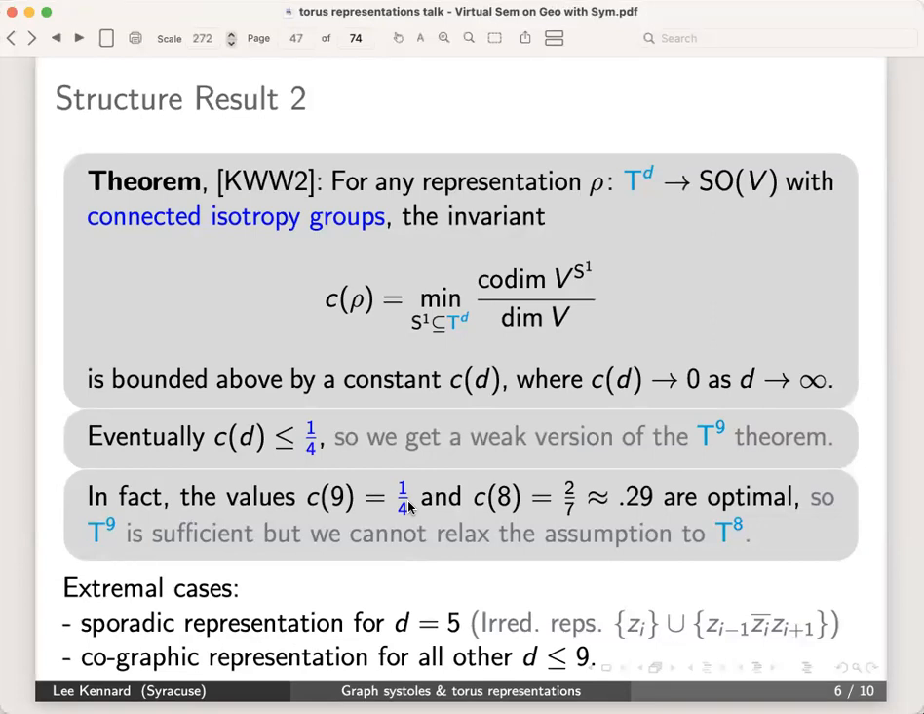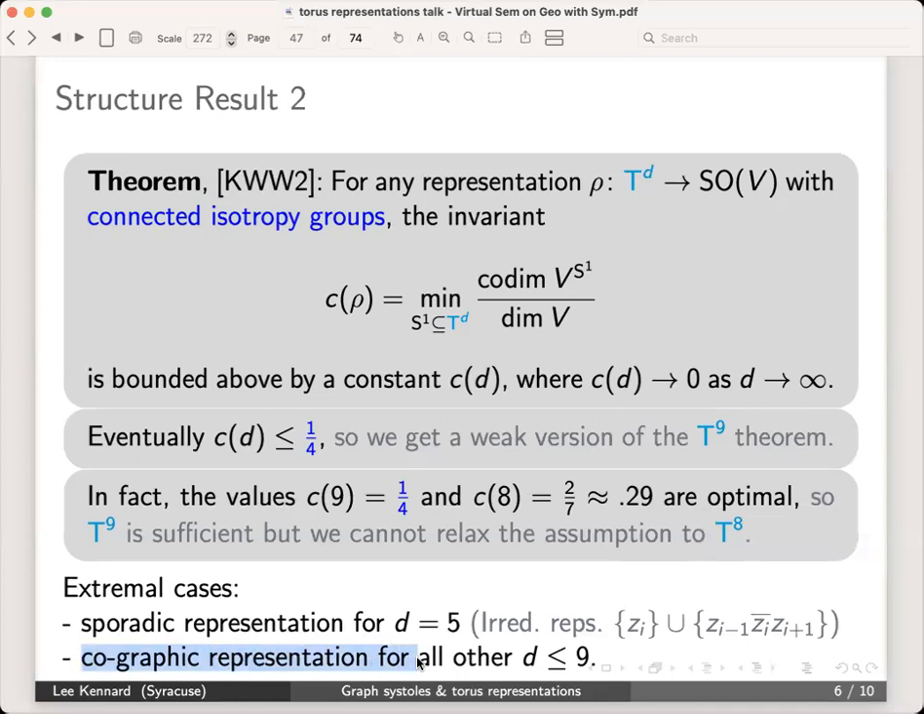I want to explain that the extremal cases here, first of all, are the sporadic representation. This is for a T5 representation. I give you the irreducible representations here. You sort of cyclically shift the components, so there's 10 of them total. This has all sorts of beautiful properties. It's actually very symmetric if you think about the 10 points in R5, excuse me.